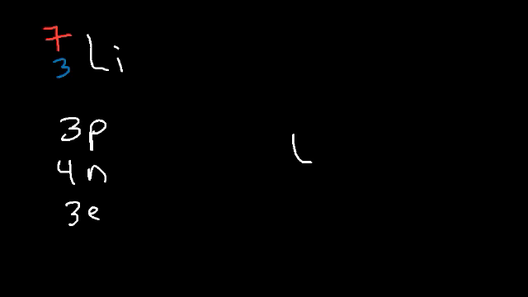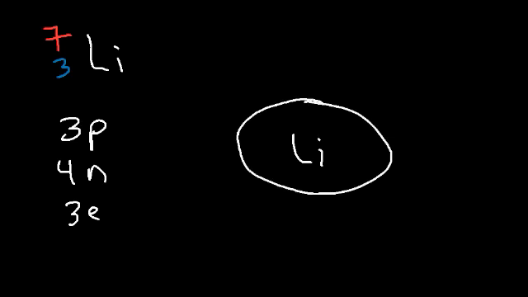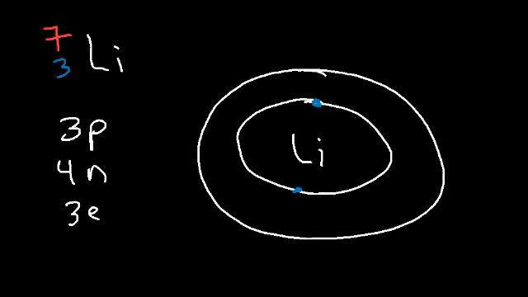If you draw it, let's say this is the nucleus of the lithium atom. In the first shell, it holds 2 electrons, and in the second shell, it has 1 electron. The number of electrons in the outermost energy level represents the valence electrons. So lithium has a total of 3 electrons. It has 1 valence electron and 2 core electrons. The core electrons are the electrons that are inside of the atom.